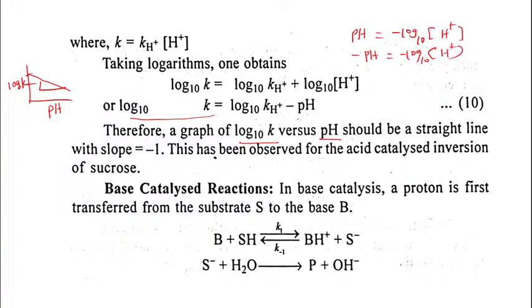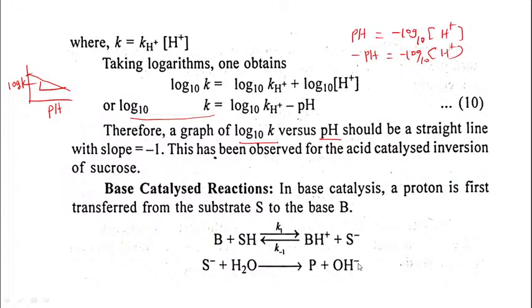Base catalyzed reaction. In base catalysis, a proton is first transferred from the substrate. Base is a proton acceptor. So this is supposed to be substrate SH, and this base accepts the proton, forming BH positive and S minus. Later on this substrate undergoes hydrolysis, forming the product, and hydroxyl ions are also formed here.